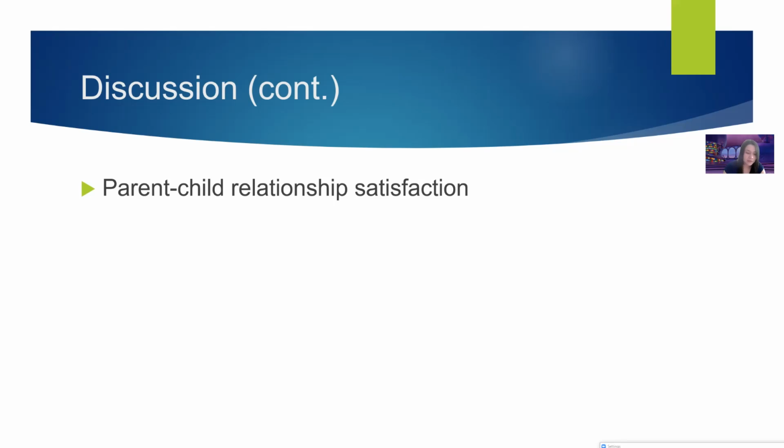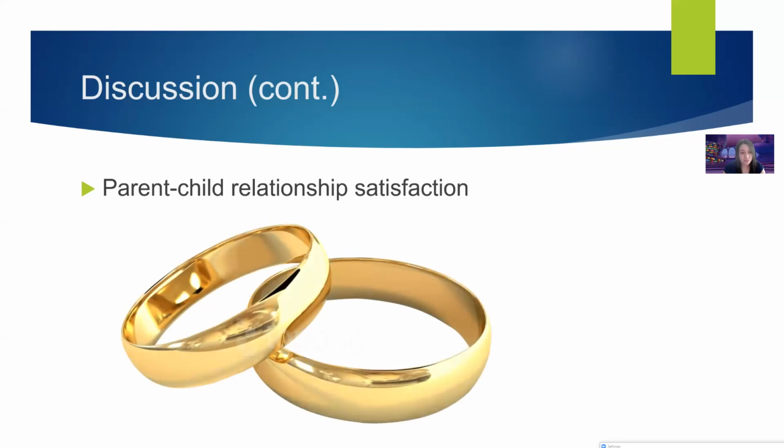Another possibility is that larger predictors, such as marital satisfaction, may affect the parent-child relationship in a way that washed out any effects our independent variables may have had. And we consider marital satisfaction because previous research has found that when parents experience lower marital satisfaction, they tend to also report lower parent-child relationship satisfaction.